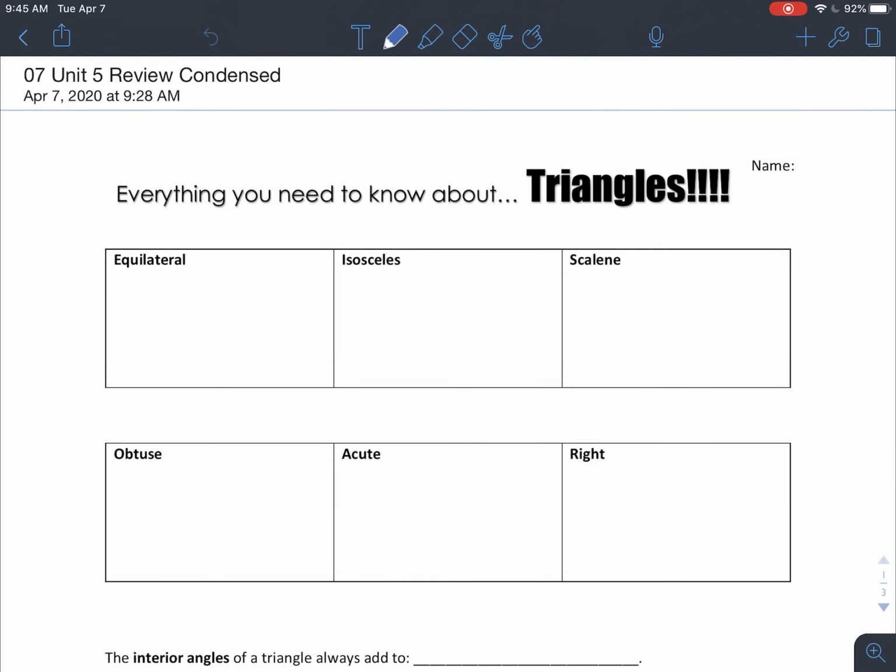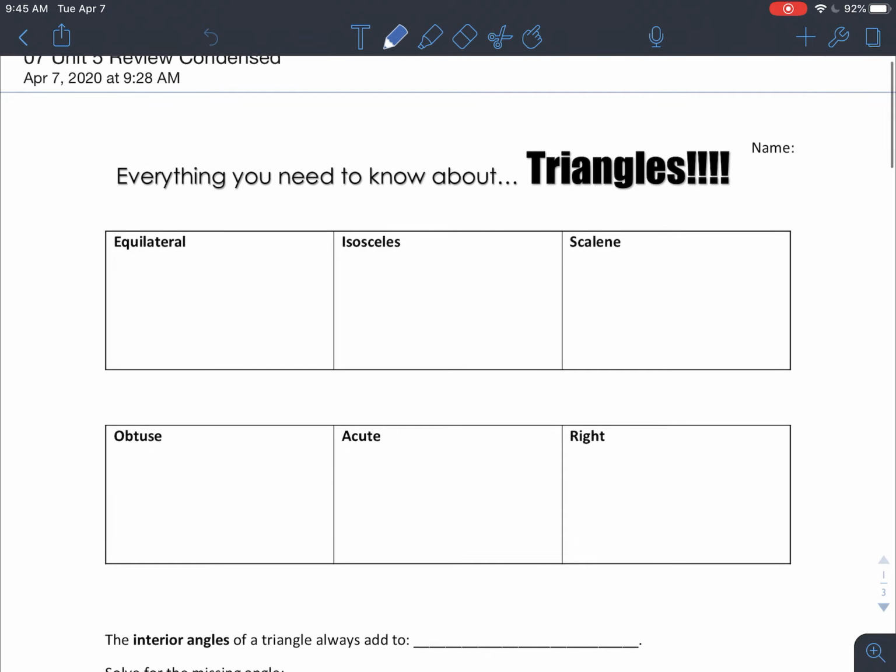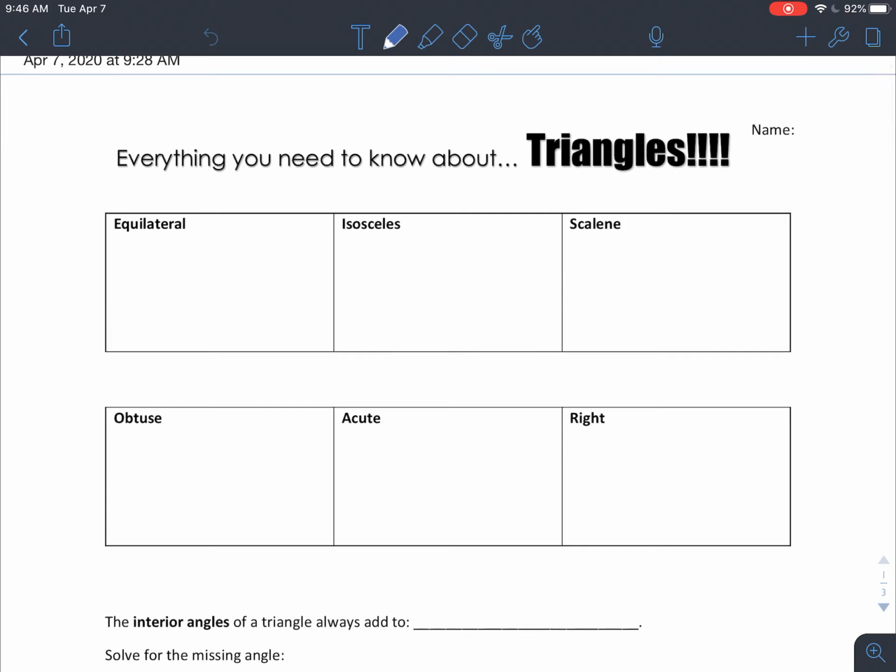Alright guys, so let's go through these Unit 5 notes real fast, okay? We're almost done reviewing all of GAC 1 so that we can be done with this stuff.